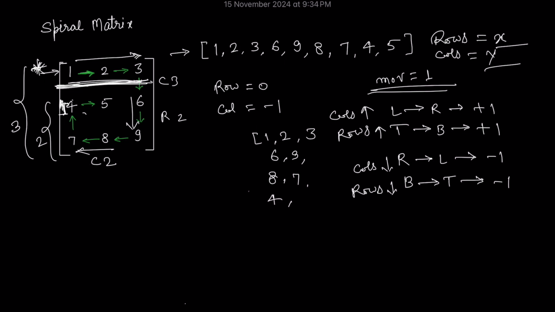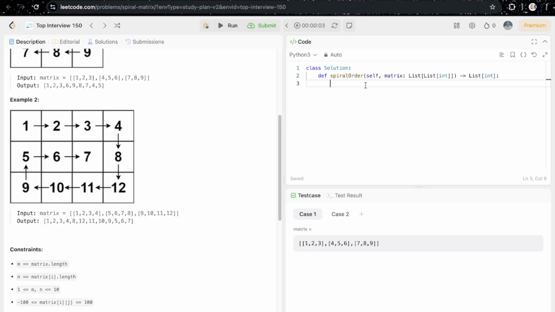Then see, this is R1 and this is C1, again 5. So this will be our list: 1, 2, 3, 6, 9, 8, 7, 4, 5. Like this it will move. As I have already explained, just see its code.